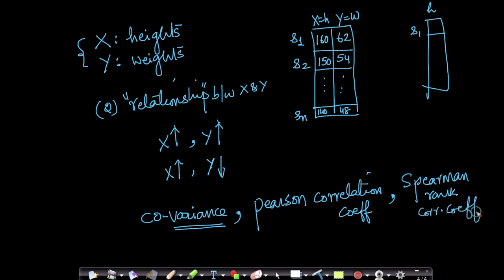All these ideas are very related amongst themselves, so I'll go one by one. Covariance is the simplest one, with its own fallacies and problems, and we'll try to correct some of them using Pearson correlation coefficient. And whatever problems the Pearson coefficient has, we'll try and correct some of them using rank correlation coefficient. So now let's go and understand covariance first.